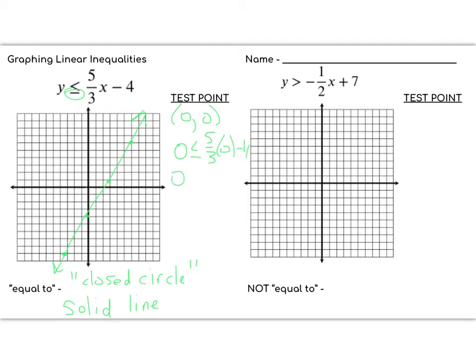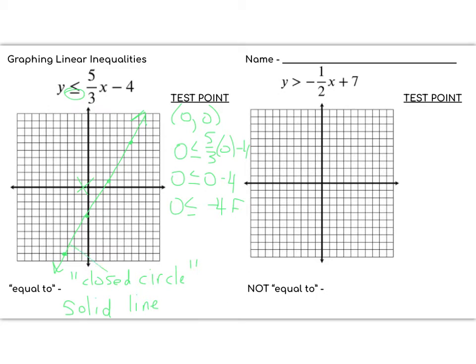Okay, so I work this out. 5/3 times 0 is 0, and then 0 minus 4 is -4, right? And I'm going to ask myself, is this true or false? Is 0 less than or equal to -4? This is false, okay? And since that's false, that means this side of the line where 0, 0 was is not part of the solution.